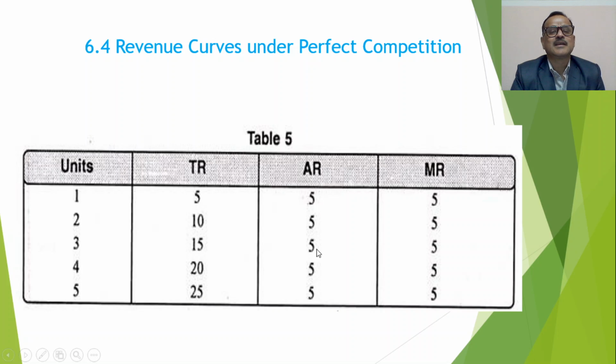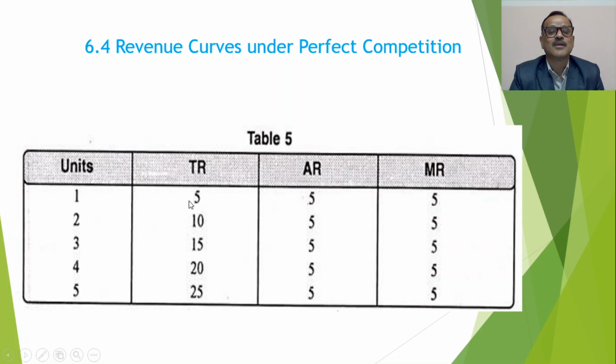So AR is the ratio that is obtained by dividing TR by units or quantity. 5 by 1 is 5, 10 by 2 is 5, 15 by 3 is 5, 20 by 4 is 5, 25 by 5 is 5. And MR is the additional revenue obtained by selling an additional unit of good.